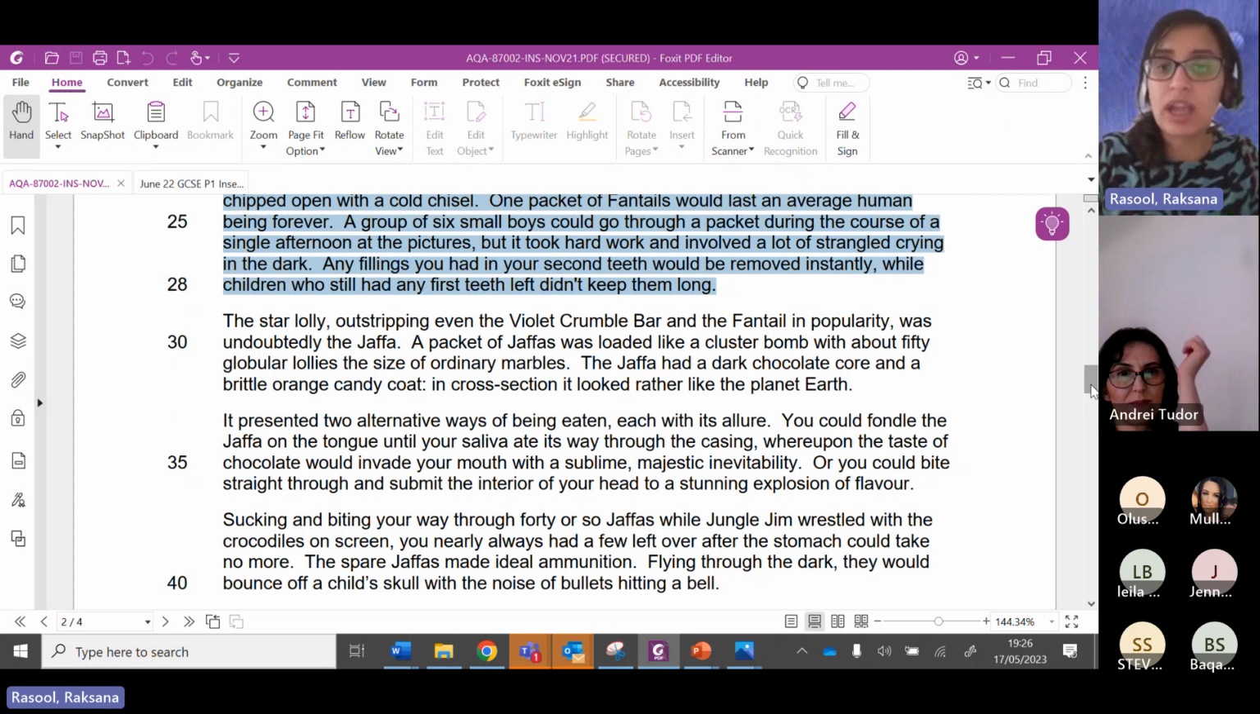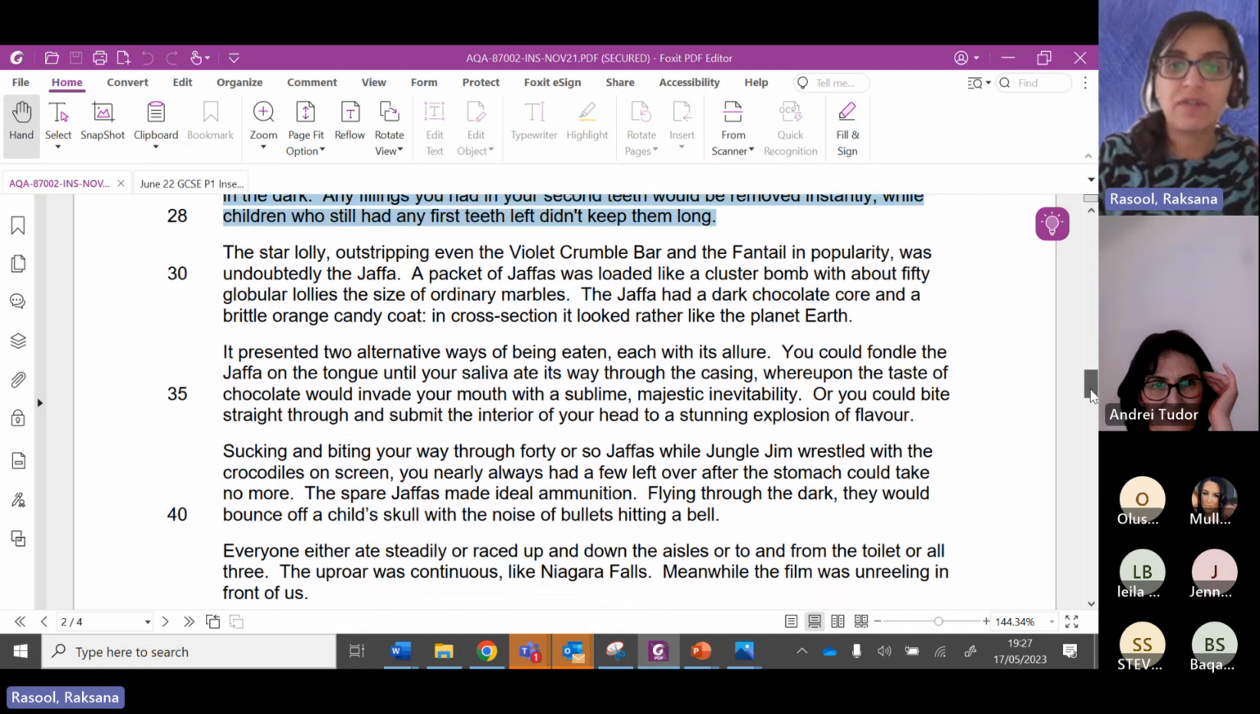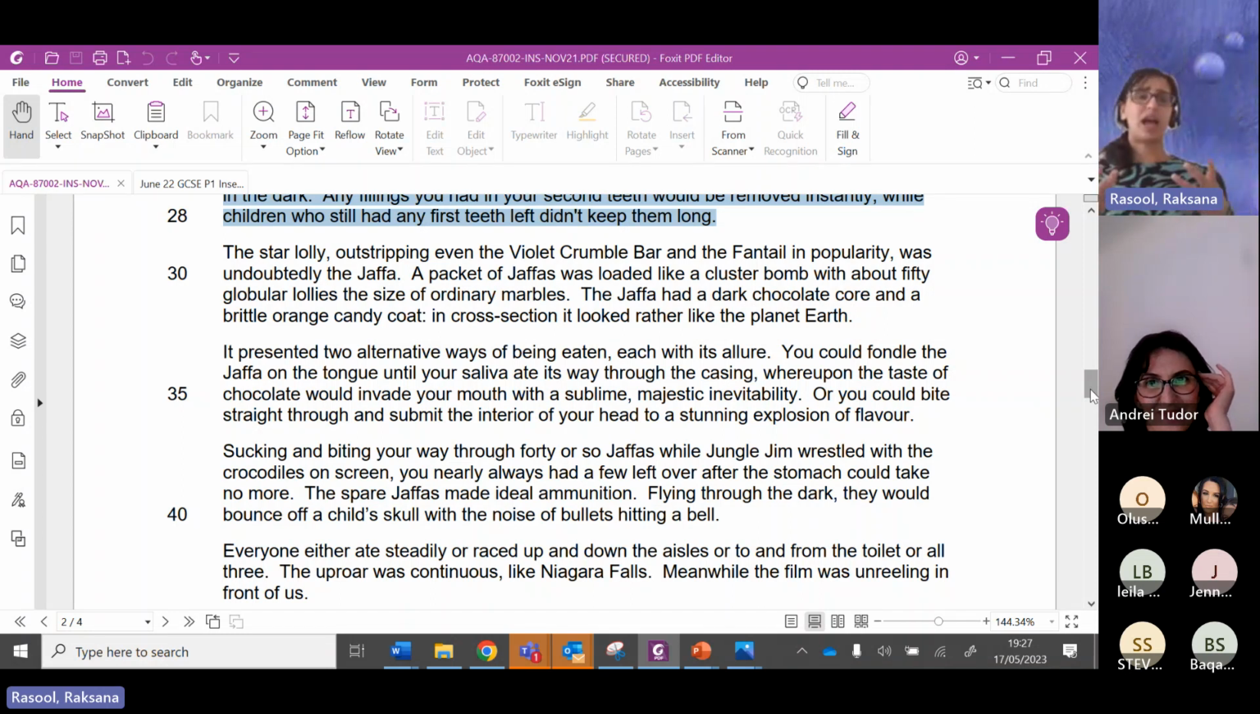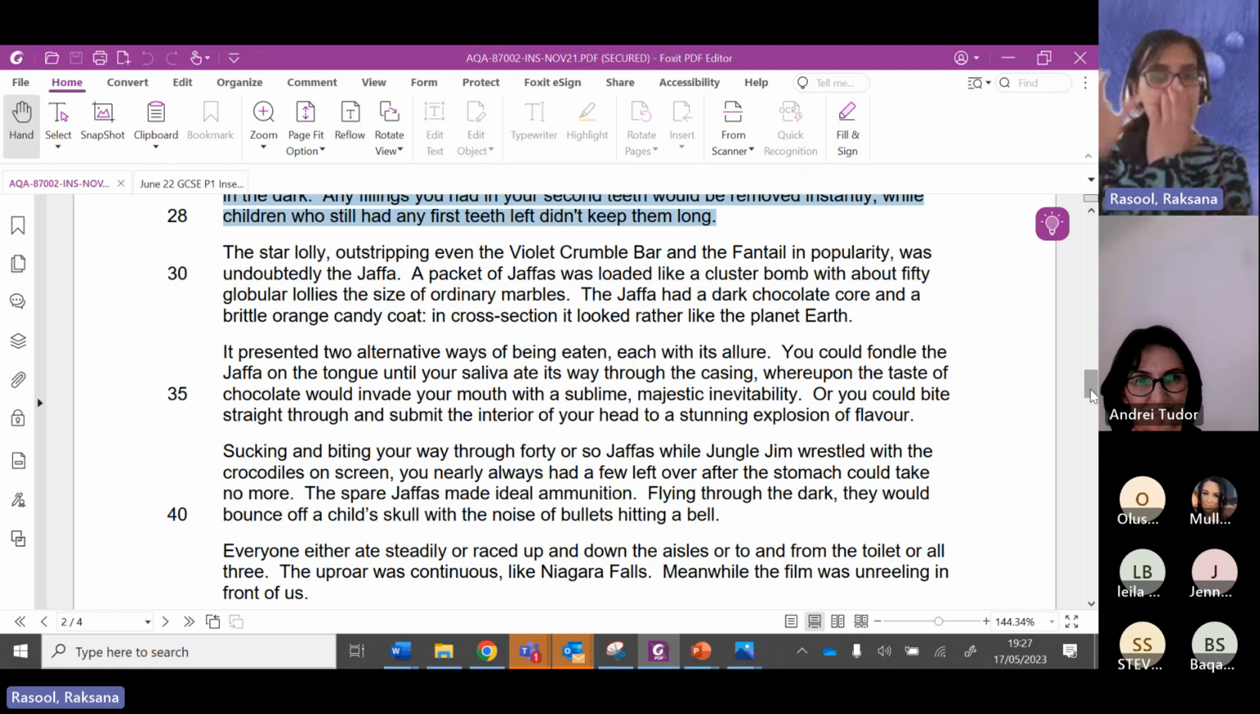Sucking and biting your way through 40 or so Jaffas while Jungle Jim wrestled the crocodiles on screen, you nearly always had a few left over after the stomach could take no more. The spare Jaffas made ideal ammunition. Flying through the dark, they would bounce off a child's skull with the noise of bullets hitting a bell. So basically, once you ate all you could have with 2 shillings, they still had enough sweets that you couldn't eat, and then they would throw them at other kids in the cinema.